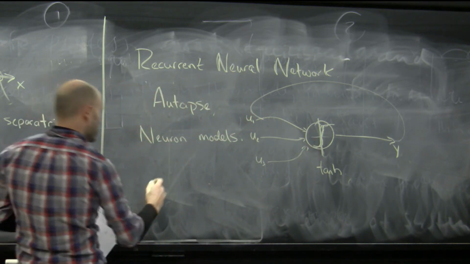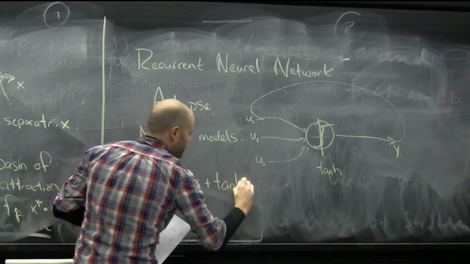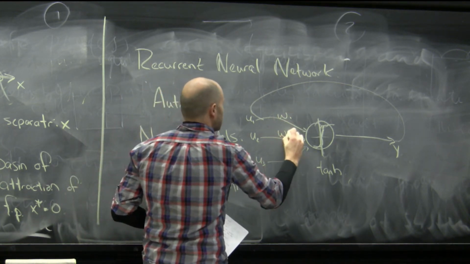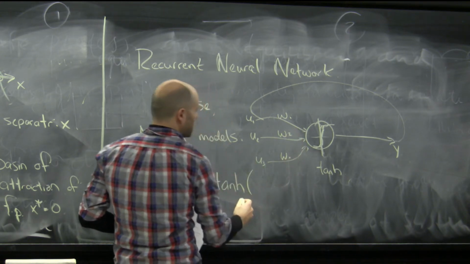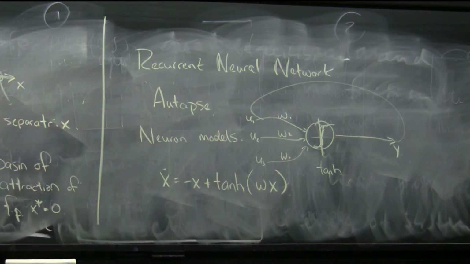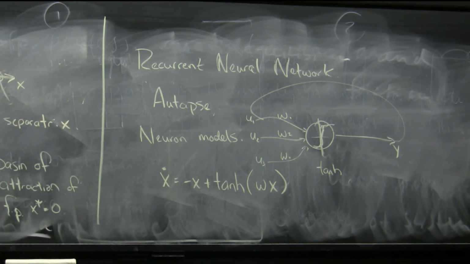So the way that we'll write it here is x dot equals negative x plus tanh of the inputs. And the inputs often have weights, weight 1, weight 2, weight 3. In general this would be a sum, but in this case it's just one input coming around: negative x plus tanh wx. And that's the time derivative. So that's maybe the simplest model of the recurrent network. If everybody else is deep, this is as shallow as it gets, but I like it.